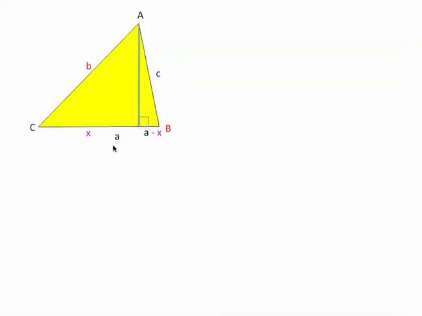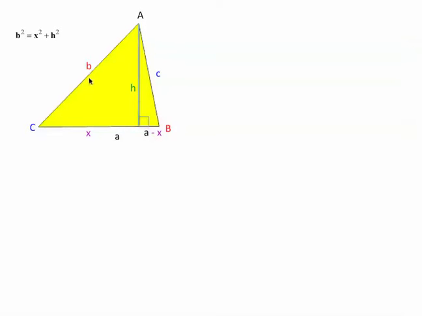So I'm going to say if this is x from here to here, then this is going to be a minus x because this whole side is called a. So this side of this right angle triangle is x, and this leg of this right angle triangle is a take away x. Okay, so we get our Pythagorean theorem formulas again. So we're looking at this triangle.